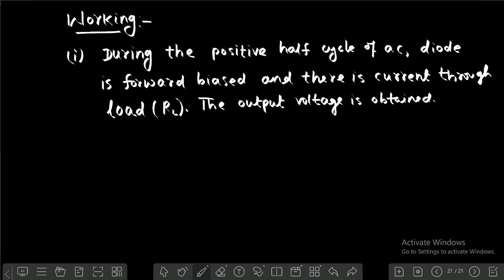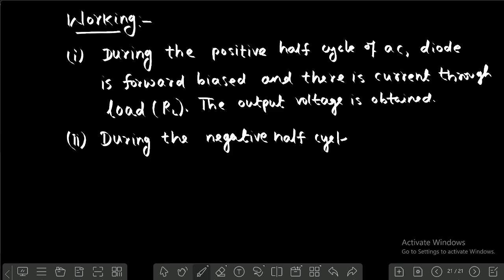But during negative half cycle, what happens? During the negative half cycle of AC, the diode is reverse biased. The diode will not conduct. If the diode is reverse biased, there is no current flow through the load.